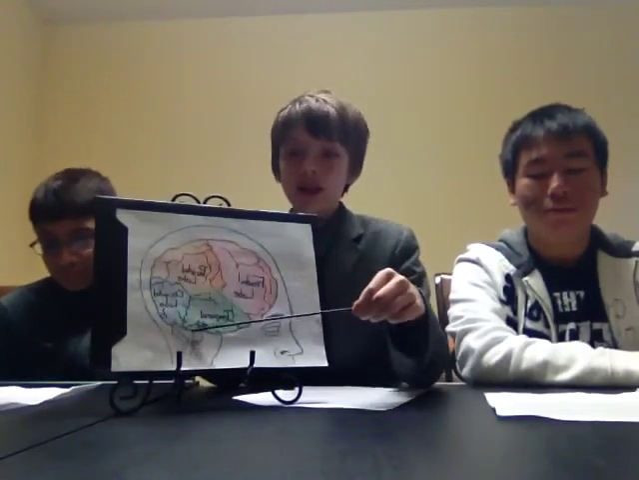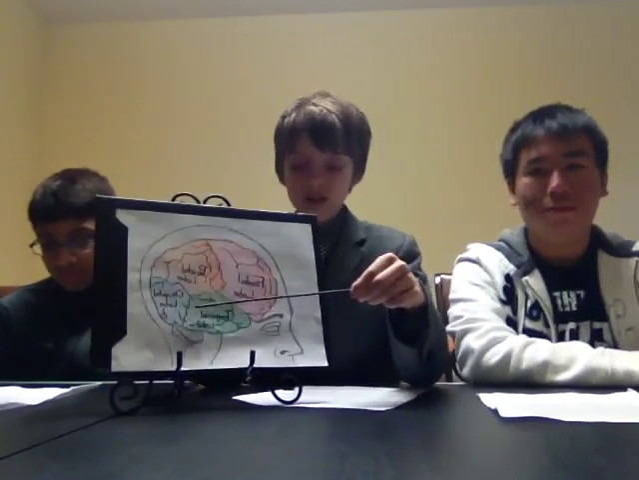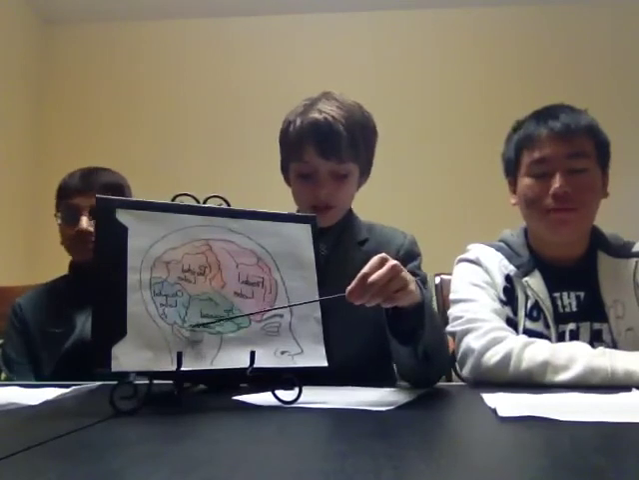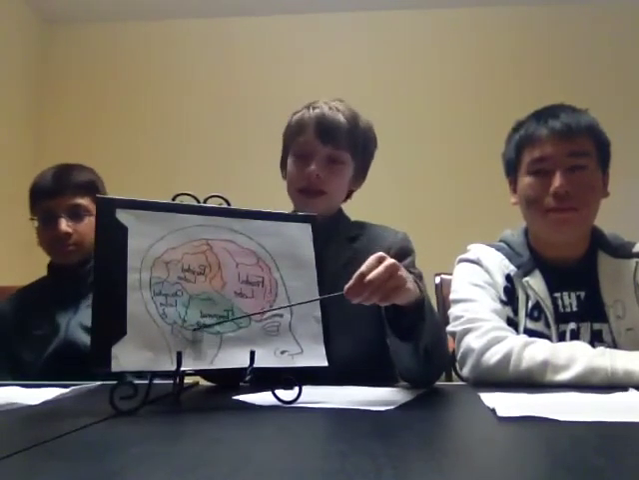The last lobe is the temporal lobe, which is associated with perception and recognition of auditory stimuli, memory, and speech. Auditory stimuli means the temporal lobe is closely associated with ears and hearing.